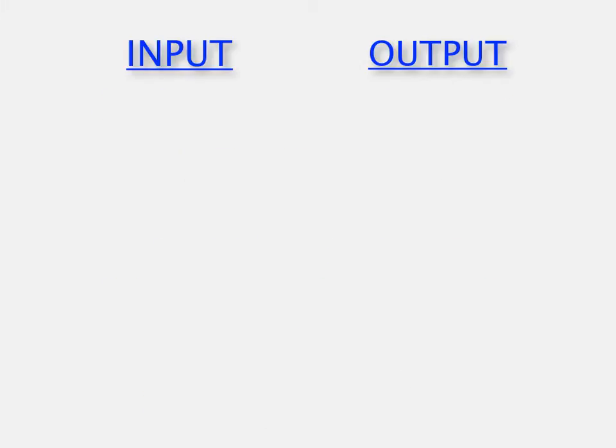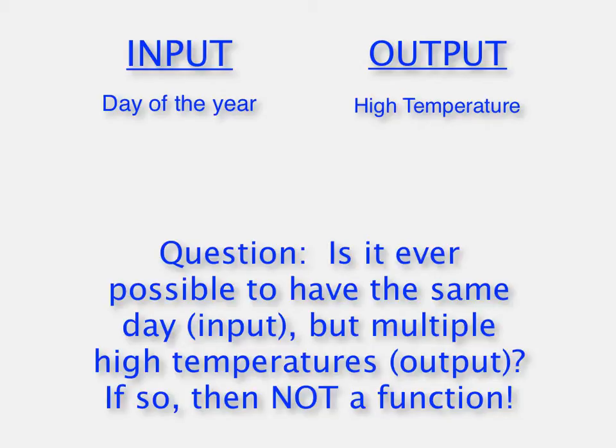Suppose the input was the day of the year, and the output was the high temperature of that day. Well, let's think. Is it possible to have a single day with multiple high temperatures? No, of course, the high temperature of the day is the high temperature of the day. So this is a function, because for any day, there can be only one high temperature. The high couldn't be 72 and 76. No, the high would just be 76 in that case.